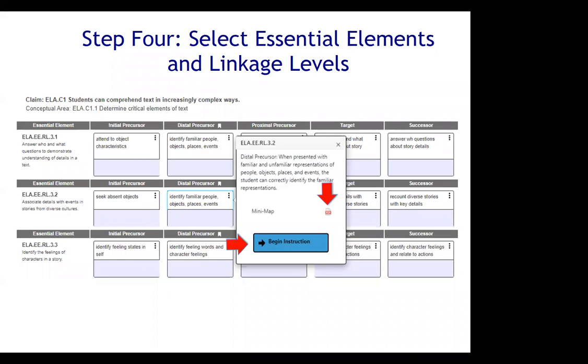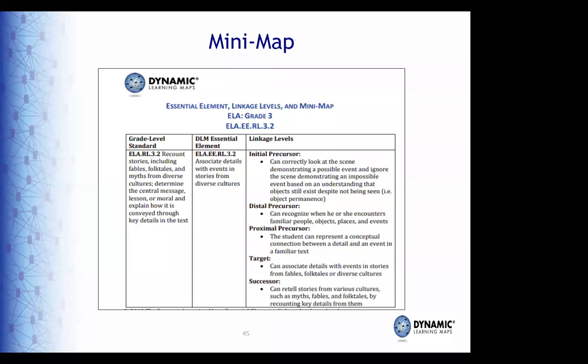So you've selected the essential element. You're going to go to the linkage level. So here's my essential element. Here's my linkage level. And then I'm going to select Begin Instruction. Within that, we'll show a mini map. I think I have another slide about the mini map, but it will show how the breadth and complexity increases from that initial level all the way to the successor level, which is another great resource to access as you're planning your instruction for the student.